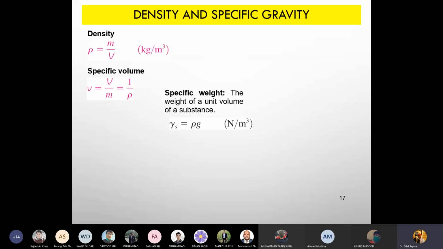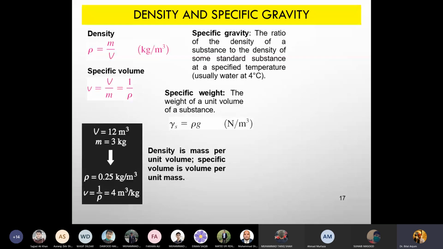Clear? So density multiplied by gravity is essentially the specific weight. Another term that we'll see is the specific gravity. Specific gravity is the ratio of the density of a material with reference to any standard density. And the standard chosen is essentially the density of water at 4 degrees centigrade. Density of water at 4 degrees centigrade is 1 gram per centimeter cube. Clear?